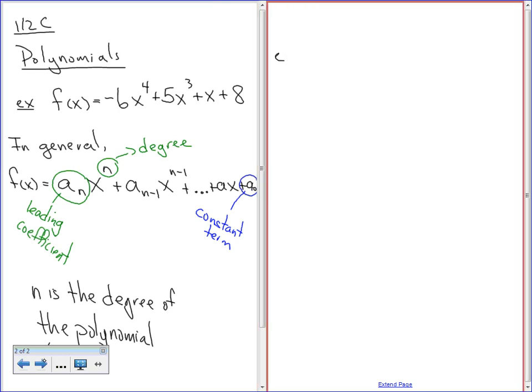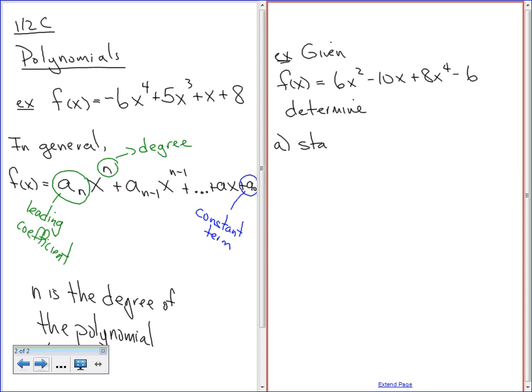So let's just practice doing that. Example: given f of x is equal to 6x squared minus 10x plus 8x to the 4 minus 6. Determine, first of all, put the polynomial into standard form.